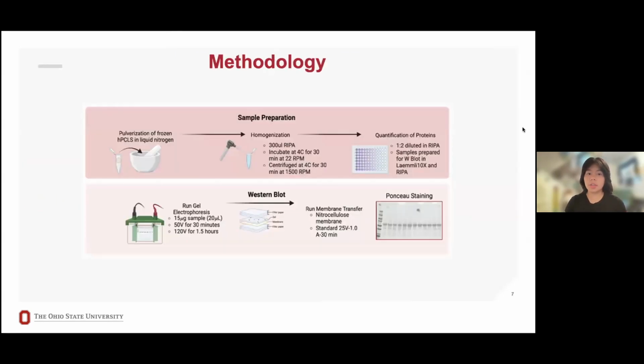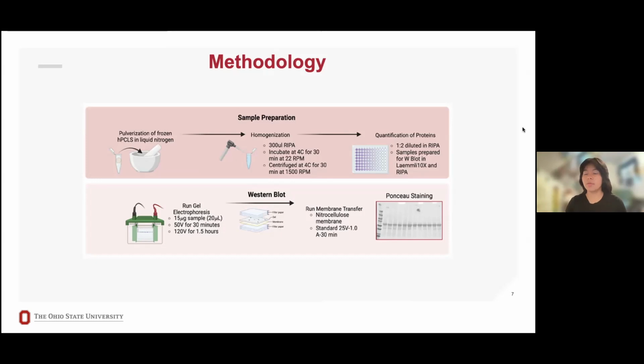So once we had those HPCLS, we pulverized them in liquid nitrogen. It's very important to pulverize in liquid nitrogen before you homogenize to make sure that we are getting a representative sample and to make sure no pieces of HPCLS are sticking to the side of the tubes. Once we had those pulverized, we homogenized in 300 microliters of RIPA. We incubated them at 4 Celsius for 30 minutes at 22 RPM. And then we centrifuged them at the same temperature for 30 minutes at 1500 RPM.